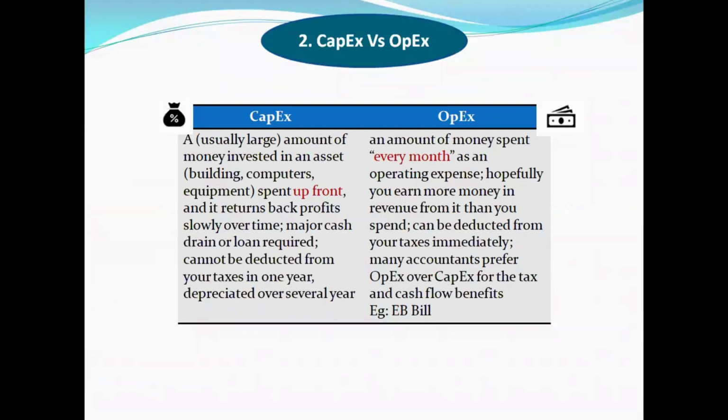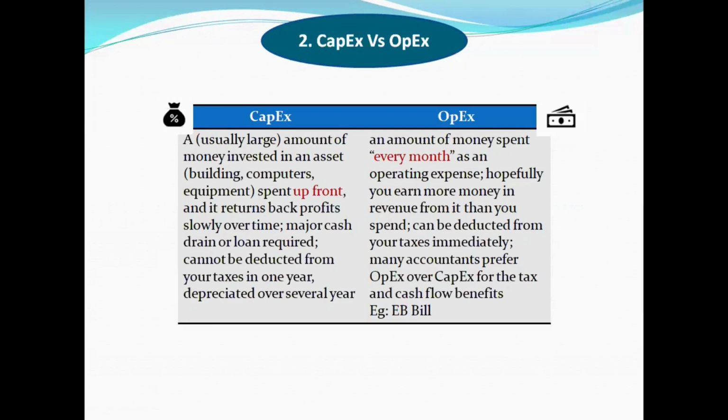Next is CapEx versus OpEx. That is capital expenditure and operating expenditure. Capital expenditure means whatever expenses we incur upfront while setting up an office, like a lease agreement. So whatever we spend in the beginning is called CapEx. Examples: building, computers, equipment are considered CapEx.